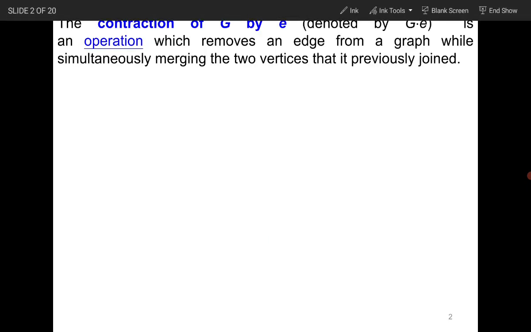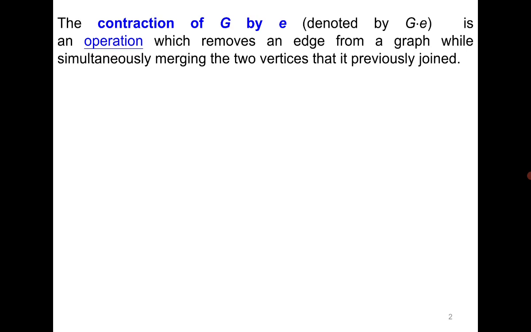So for Wagner's theorem we need some concepts. So we start with contraction of a graph by an edge. It's an operation which removes an edge from the graph while merging the two vertices it previously joined. It would be clear with an example. So let us see that this is the graph G and you want to contract edge E. To contract edge E, you replace these two vertices by a single vertex, let's say W.